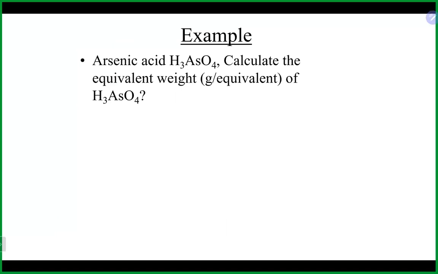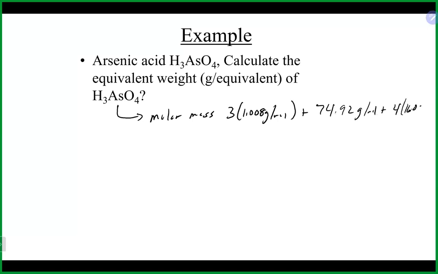So let's take a look at one here. We want to figure out the equivalent weight in grams per equivalent for H3AsO4. The first thing we can do is calculate the molar mass from the periodic table. That is 3 times hydrogen from the periodic table. We'll look up As, which is not used all that much. 74.92 is what that says, and 4 times 16 for our oxygen. So that's 3 times 1.008 plus 74.92 plus 4 times 16.